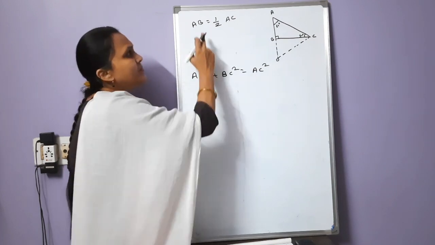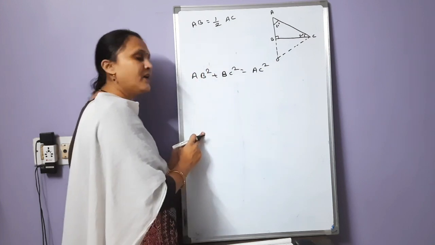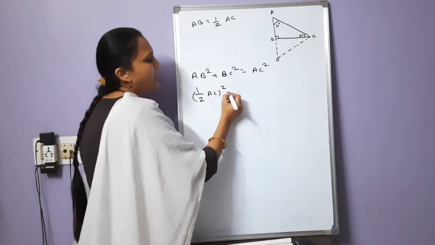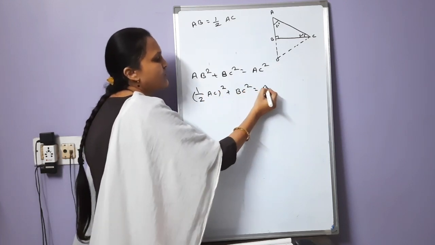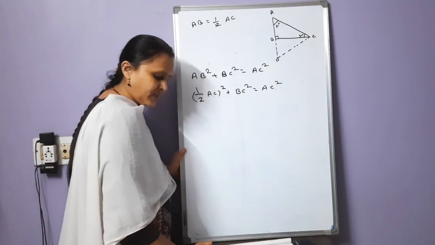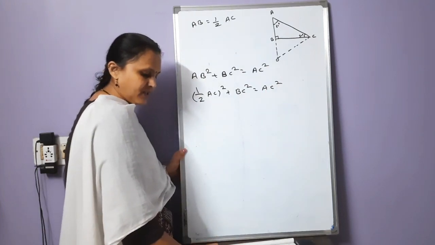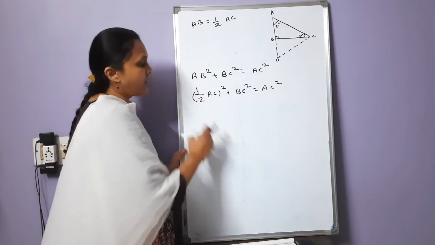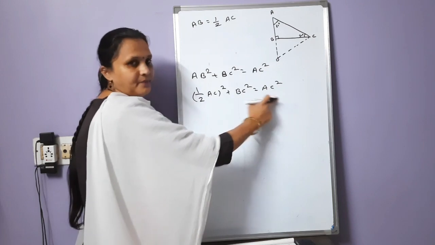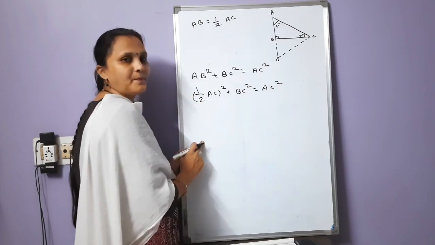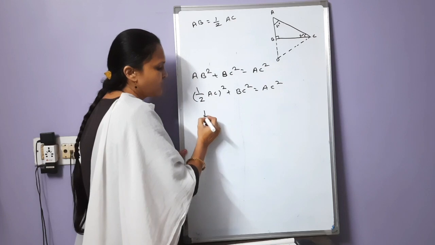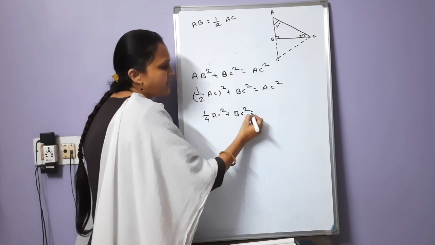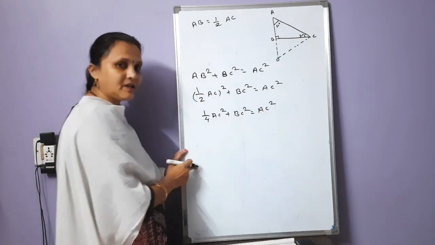Okay, but what is the measurement of this AB? Already we proved, that is nothing but half of the AC. Bracket, half of the AC, square, plus BC square equals AC square. This is given in your textbook: half of the AC square plus BC square equals AC square. But here I mentioned this step. Now complete it. What is this? 1 by 2 square, that is 1 by 4 AC square, plus BC square equals AC square. Getting up to this?